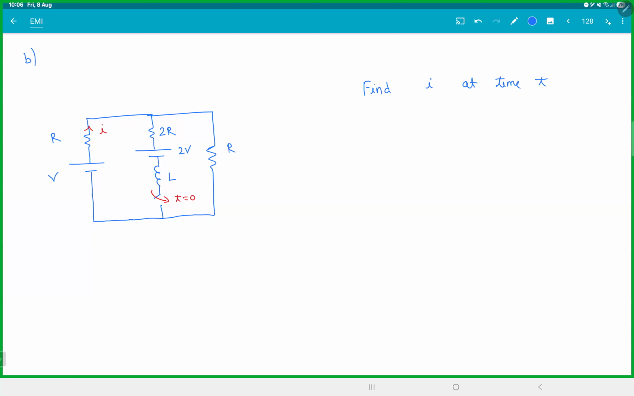Find the net current and then split it in the ratio of 2:2? No, you can't do that, because both the resistors are not in parallel. There's an inductor sitting there. And how will you even find the net current? There is no R equivalent there. If the L is sitting there, how are you even taking them as parallel?